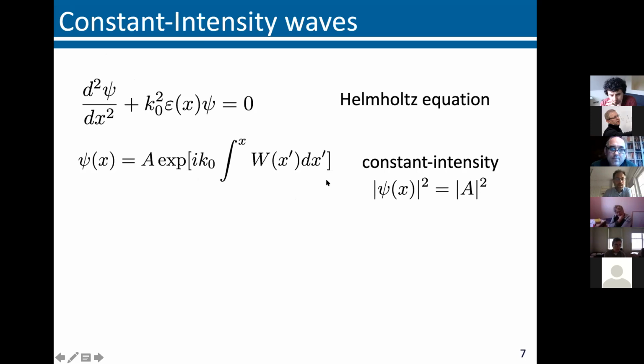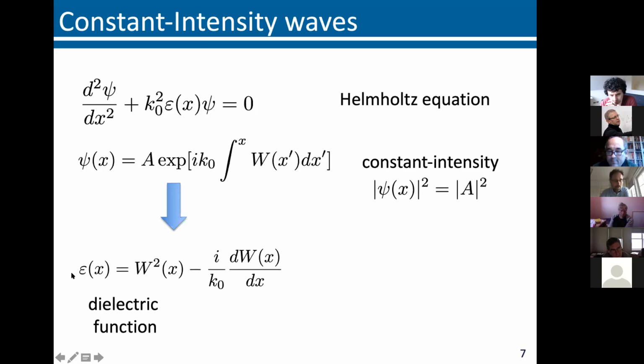So, to get the recipe for which dielectric function epsilon gives rise to such a type of solution, all I have to do is put this solution in the equation and just solve for the dielectric function that I get out of it. And what I find is that the dielectric function epsilon of x that gives rise to such solutions has the very simple form w squared minus i over k zero w prime. Well, this is just a special derivative of this function. And the nice thing about this solution is that this is not just a very specific type of solution for one very, very special class, for one specific potential, but it's actually a solution for a whole class of potentials, because I can choose W in whatever way I want, as long as it's continuous and the derivative is also continuous, then this will give me a whole class of potentials.